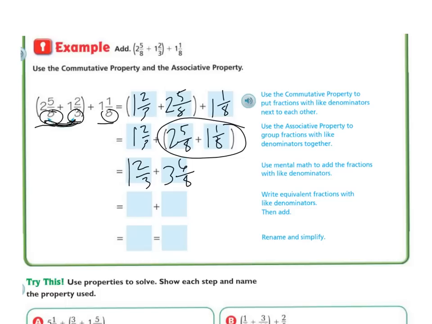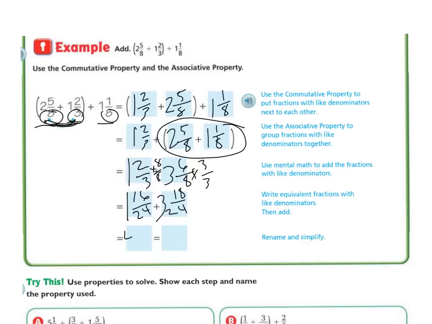So the bottom number I'm going to make on both of these is going to be 24. Okay, so this will be 1, and then there's a 3 there. So in order to make this number be 24, I'm going to need to multiply it by 3/3. 3 times 6 is 18. And on this side, I'm going to have to multiply it by 8/8. So this is going to be 16. So now I have 1 16/24 plus 3 18/24.